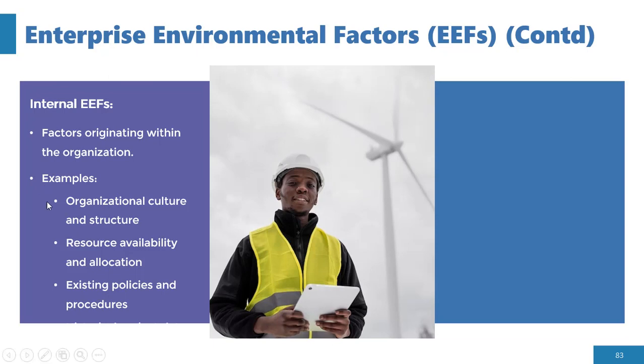So also we have resource availability and allocation. This is another factor originating within the organization: the resources that are available to you in terms of human resources, material resources, financial resources, and information resources. These are factors that can actually impact your project. Another example of factors within the organization is existing policies. Every organization has policies and procedures, and these are also going to impact your project.